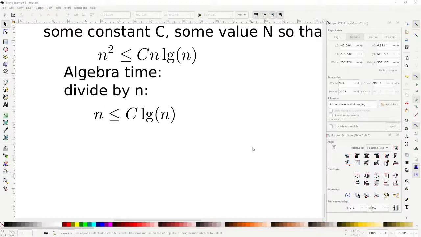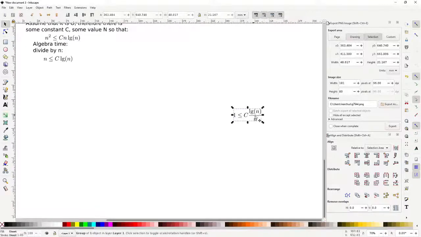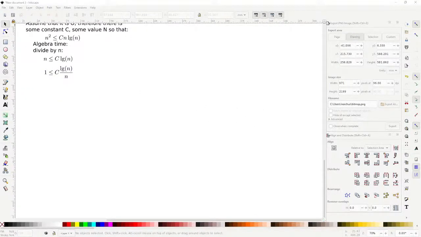Right, and so what we're going to do is take the limit as n goes to infinity. We're basically going to take the limit as n goes to infinity, and we're going to see what happens.